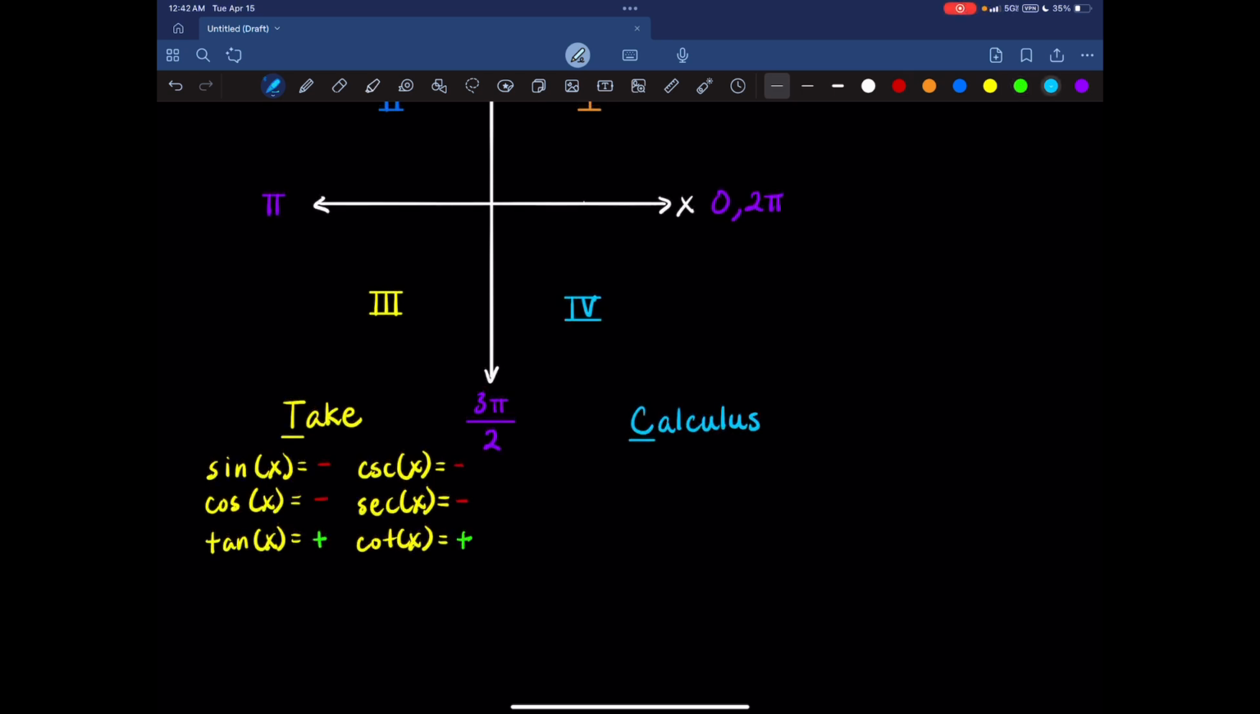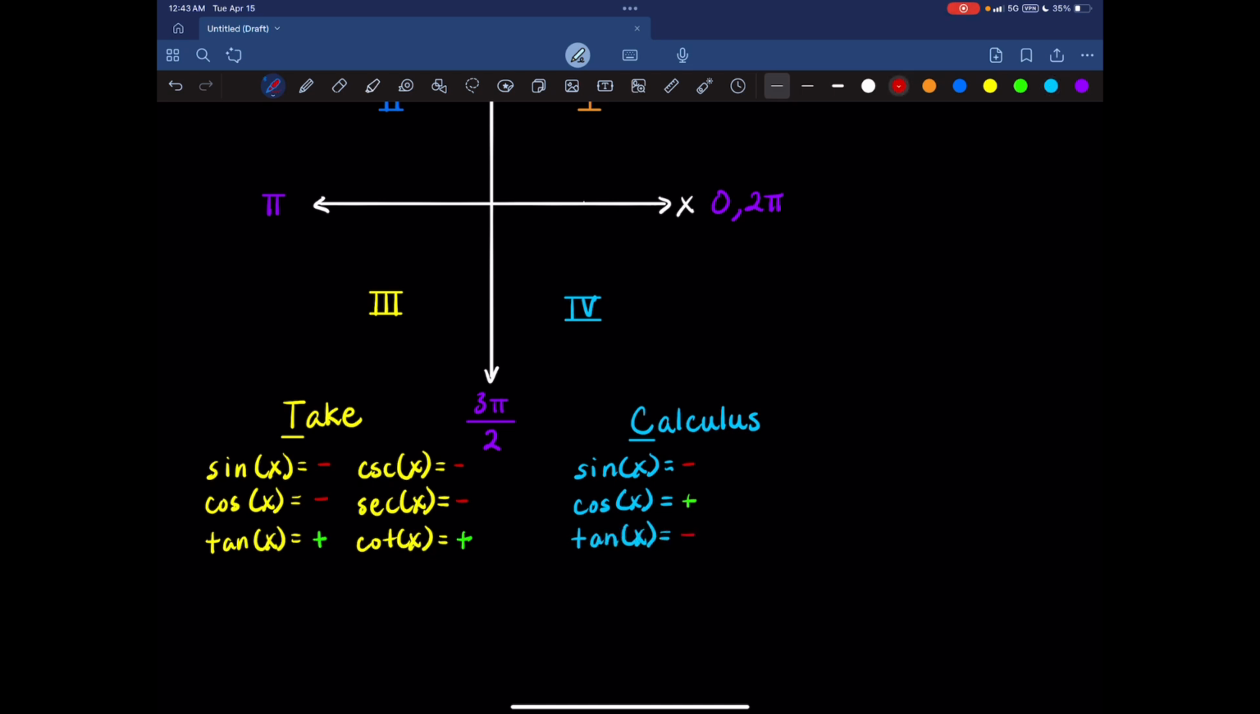Finally, let's look at quadrant 4, which has the word calculus with the first letter C, which stands for cosine, meaning cosine is the only positive function in quadrant 4. Therefore, sine and tangent are negative. So let's write that down. So sine of x, that's going to be negative. But the cosine of x, that's going to be positive. And the tangent of x, that will be negative.